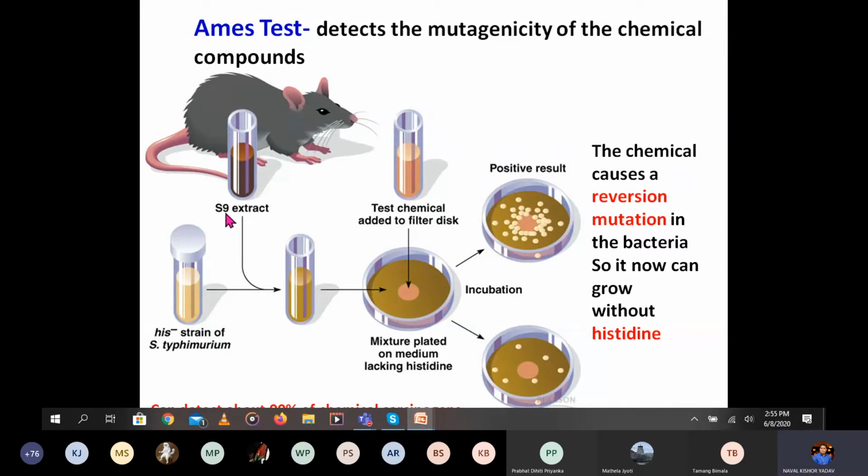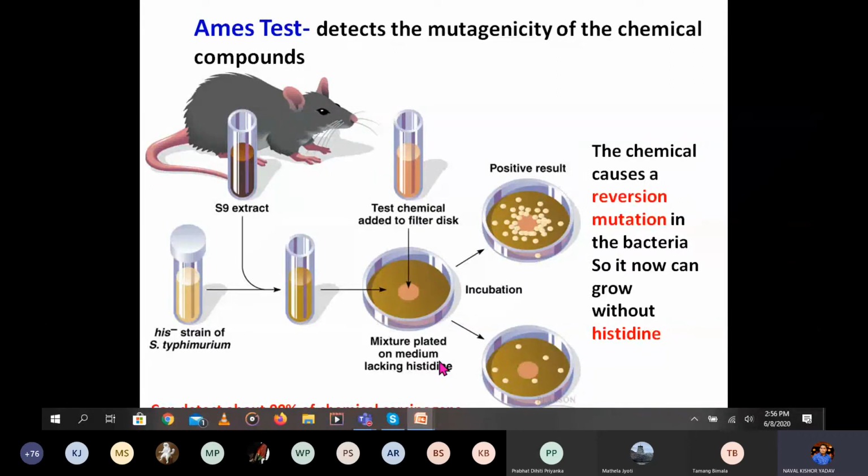Then you can take the extract from the mice. Now this mixture is plated on a plate lacking histidine. This is an agar plate with nutrition without histidine. The test chemical is added to filter paper. You can make a disc from the filter paper, put the chemicals on it and dry it. Now you can place it on the agar plate. First the plate which does not contain histidine, then pour this mixture of Salmonella typhimurium and the extract from the mice.